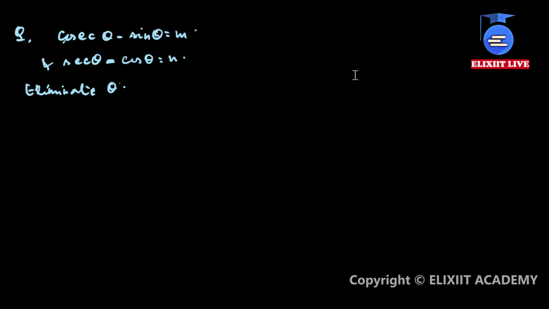So let's do this. Cosec theta minus sin theta is m, right? So what I can do from here, here we have cosec theta. Let's turn this to be in terms of sin theta, 1 by sin theta. Okay, 1 by sin theta minus sin theta is equal to m.